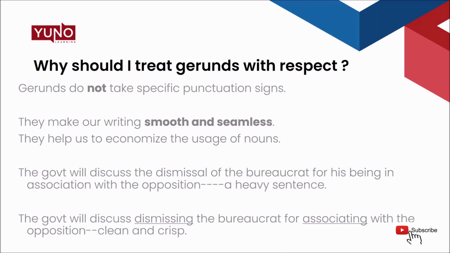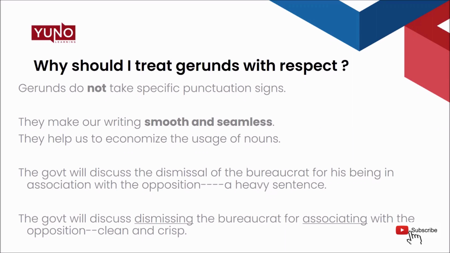Let's look at the first sentence. It says, the government will discuss the dismissal of the bureaucrat for his being in association with the opposition. Well, the sentence is correct, but it's quite a heavy sentence. Heavy in the sense it's difficult for the audience or the reader to understand. Now we can really simplify the sentence. In this sentence, we're using 4, 5 nouns: government, bureaucrat, being, association, opposition.